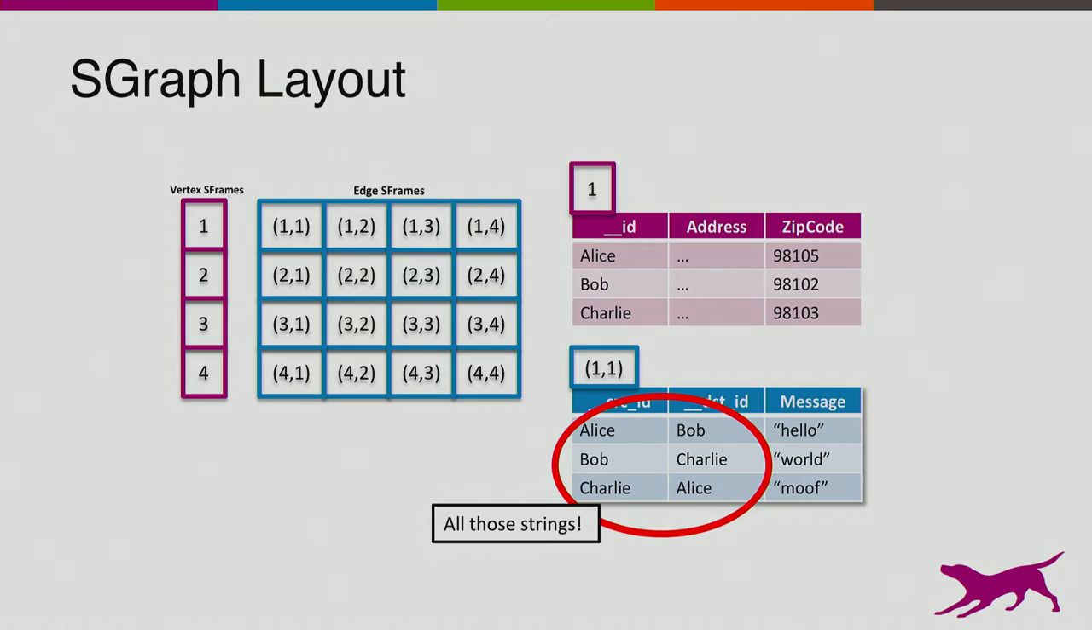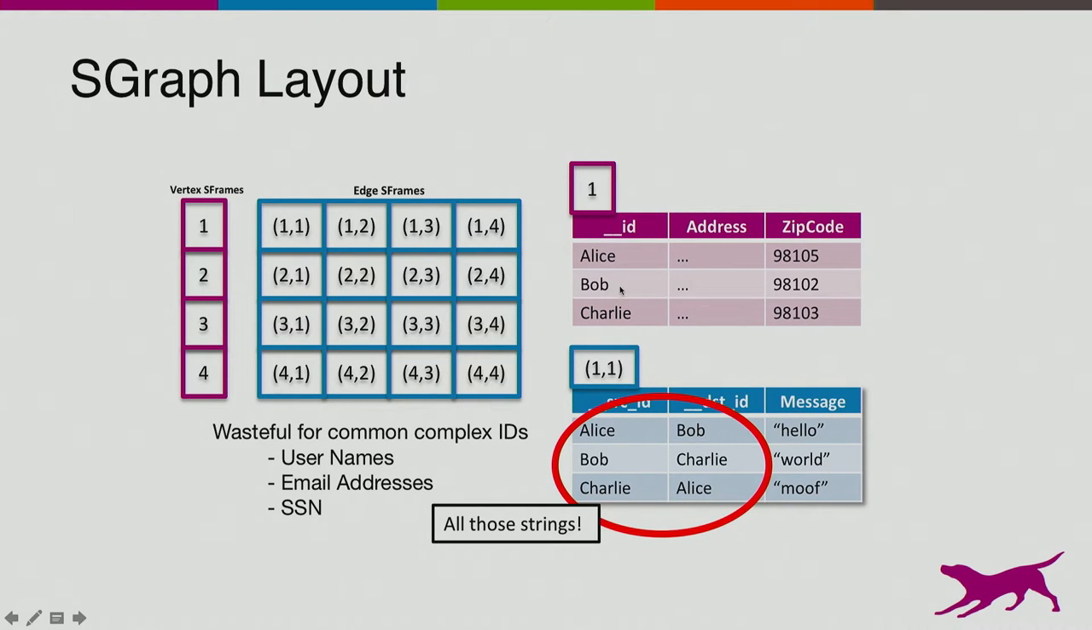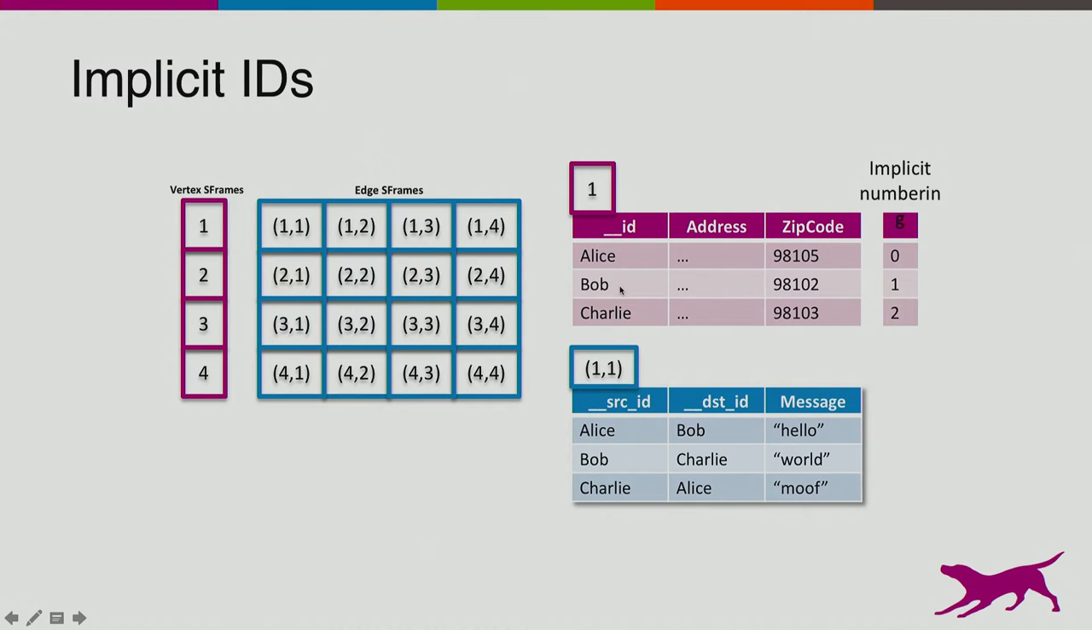However, this layout is not the most efficient. It's still very wasteful. We can see why: all these IDs in the edge data are still strings. And strings can be extremely complex and expensive to work with. They're hard to compress, and they are actually a duplicate record of what we already know. So what we can do about it is implicit numbering of the source IDs and destination IDs.